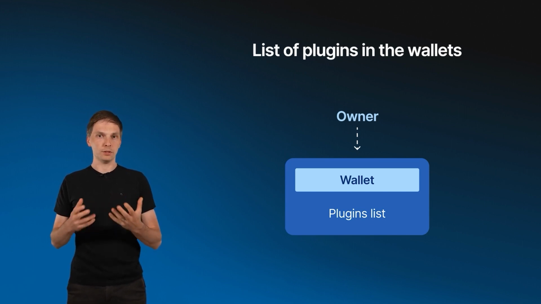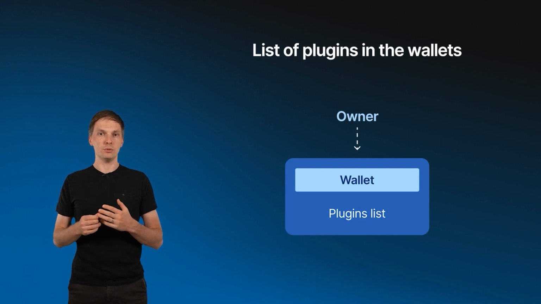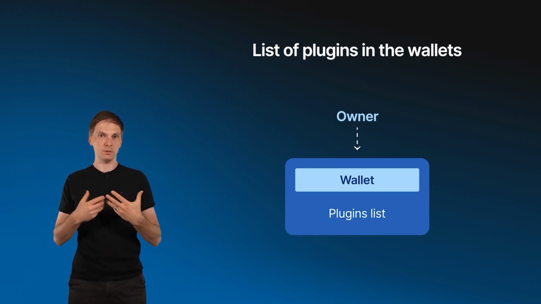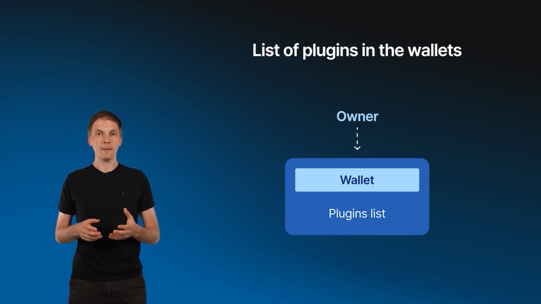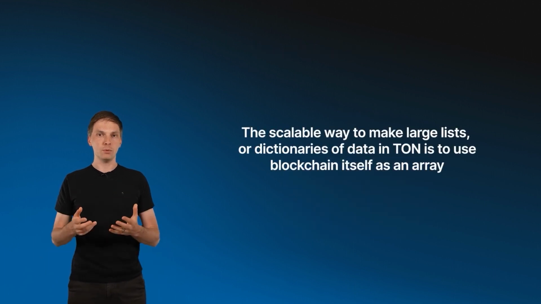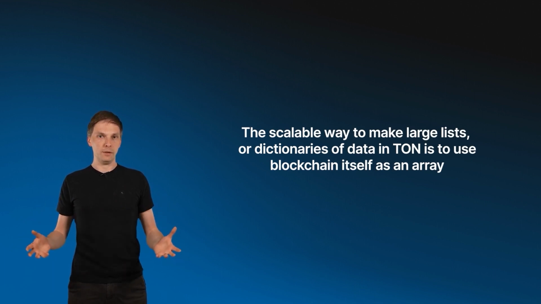And if you really have a multi-user system, then you should truly avoid storing the list of users or user data in the contract in a straightforward way. So what do you do? The scalable way to make large lists or dictionaries of data in TON is to use the blockchain itself as an array. Here's a simple example.